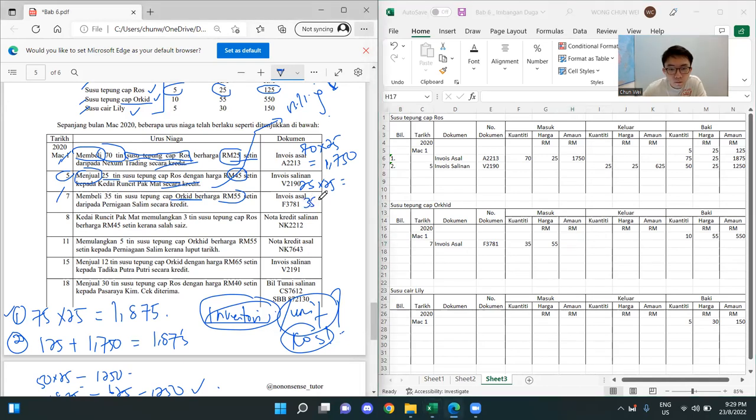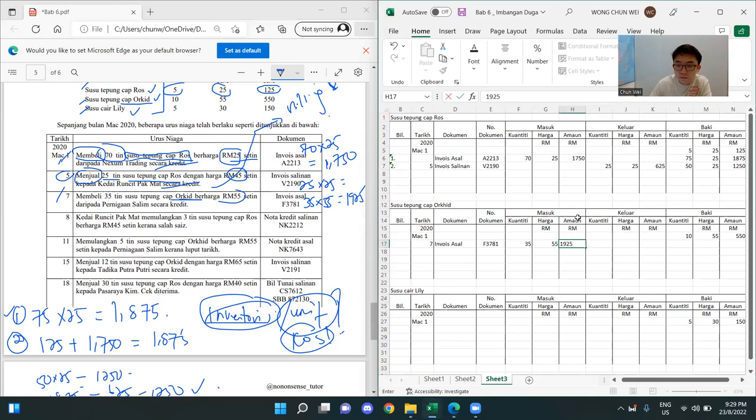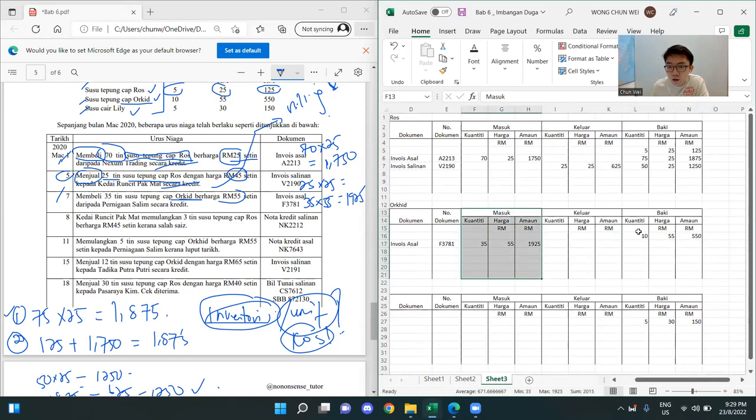Okay. So how do you get this amount? So use 35 times 55. Then you get 1925. So 1925 here. All right, invoice asal. So what about your baki? Same thing, ini masuk, right? Then you tambah dengan your baki. So it will be your 10 plus your 35. Then you get 45 unit. And then the harga I told you, normally it's the same. Then the amount here, you can either use 550 plus 1925. Or you can straight away use 45 times 55. You get 2475 for your baki. That's it.